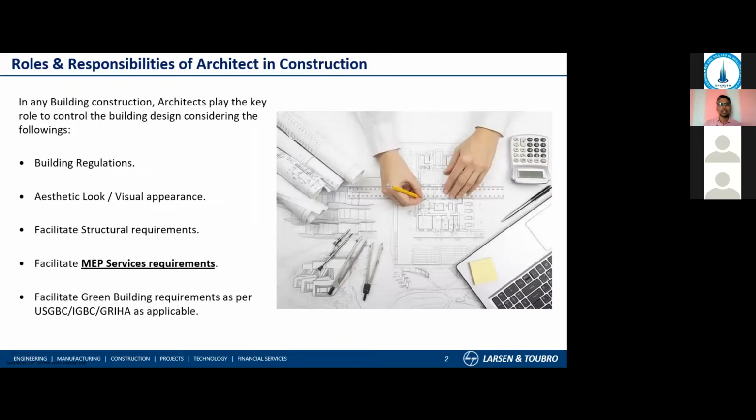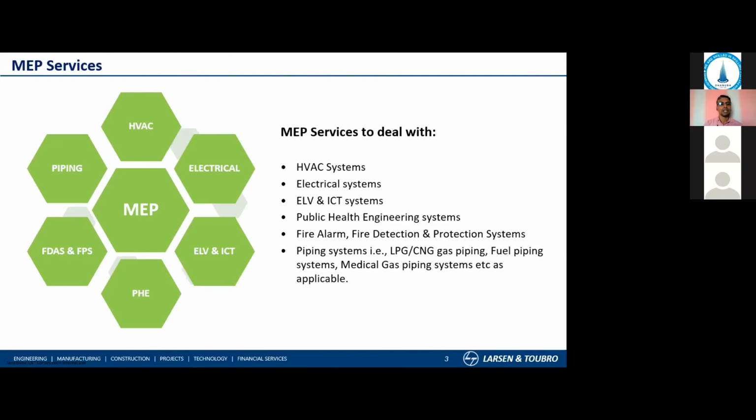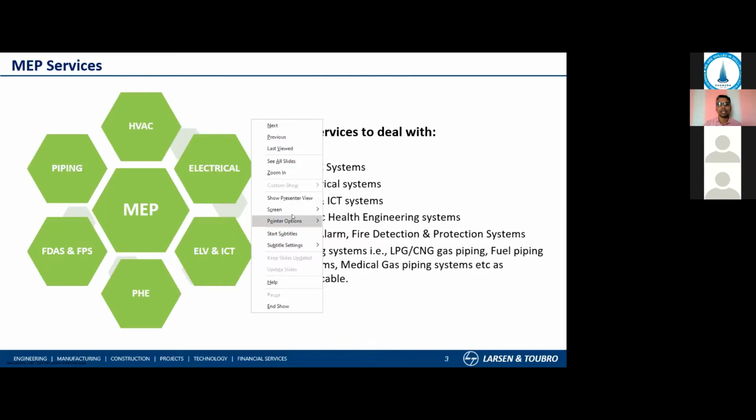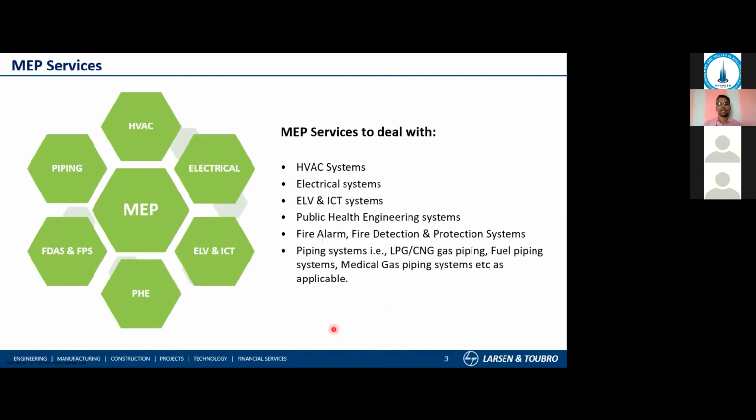I think this slide, our friend Mr. Karthikeyan would have already explained, so I'm not going to spend much time on this particular slide. This is also an MEP service, and we are all part of that MEP service. Currently we are going to see the public health engineering system.